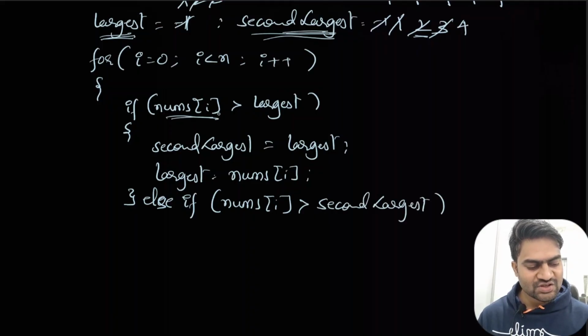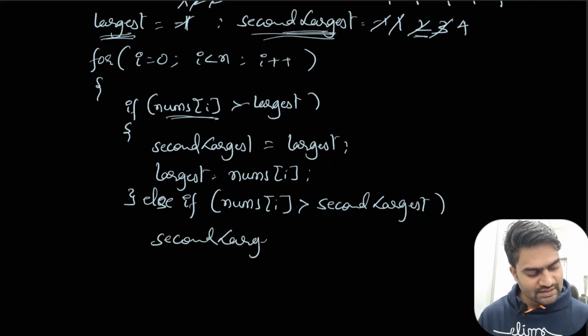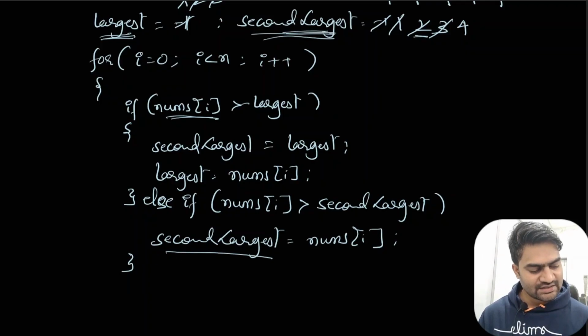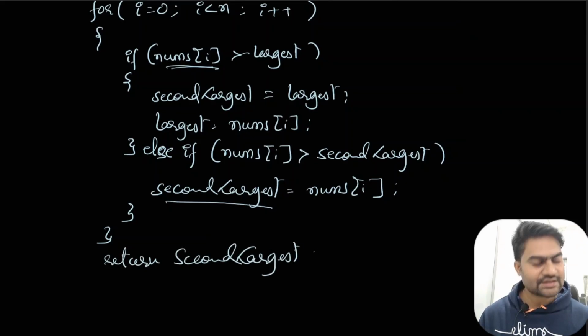So if nums of I is not greater than largest, it means it is less than largest, correct? If the number nums of I is greater than second largest only, then we will update second largest equal to nums of I. So this way we will get the second largest, and at the end of the loop you can return our second largest number.